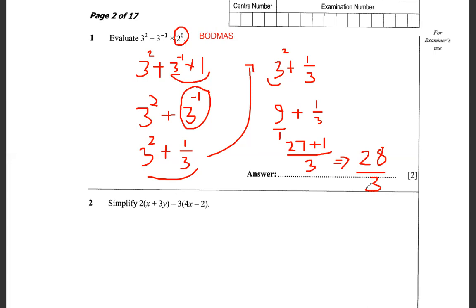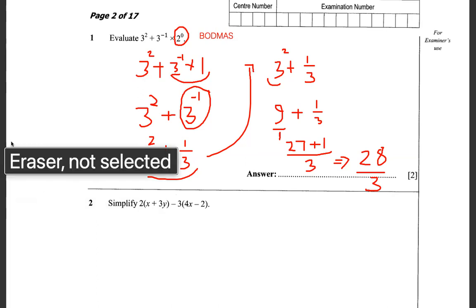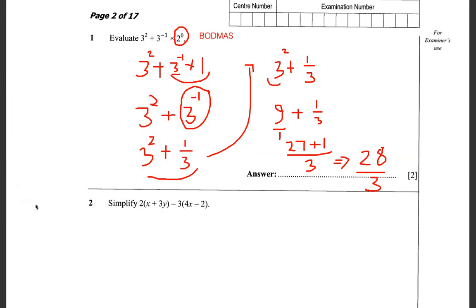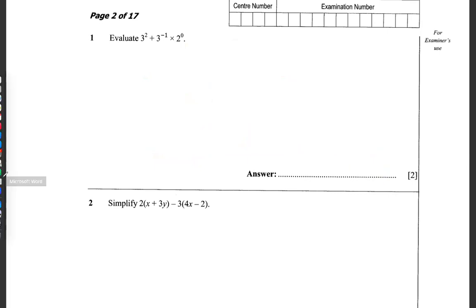Are we okay? Yes. Yes. Good. So that is how the answer is. We move on to the second question. This information cannot be saved, so we just have to erase it. Then we go to the next one.